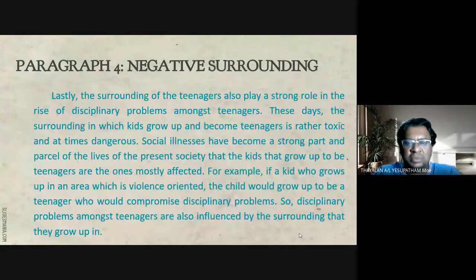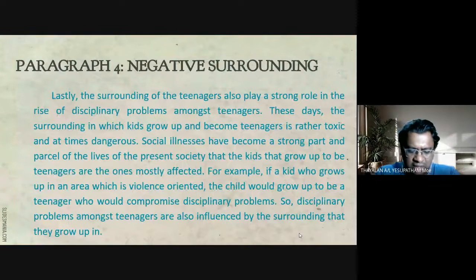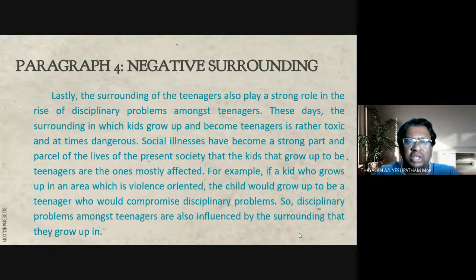Anyone to try? Influence. Why? Sir, actually times dangerous. Sir, affected. Affected, mostly affected. It is correct. It is affected. Yeah, what was it? Another person said something about times. Times dangerous, sir. These days, the surrounding in which kids grow up and become teenagers is rather toxic and at times dangerous. What is wrong with that?